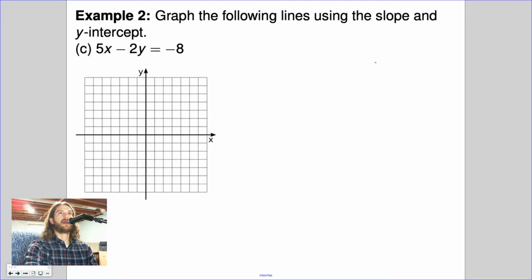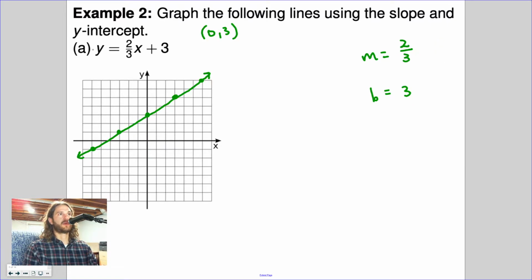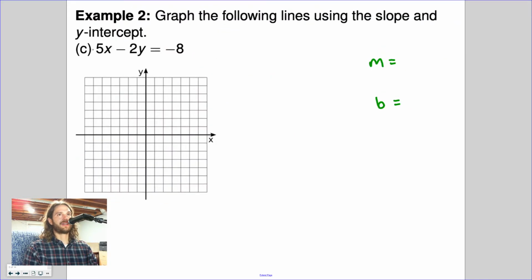All right, now we line up and we say, all right, let's identify m, let's identify b. Wait, hold up. The only reason I could identify m and b here is because it's in slope-intercept form. It says y equals. This line is not in slope-intercept form, so I can't see what the slope is, and I can't see what the y-intercept is. But what do we have to do? We have to get it into slope-intercept form, which means we need to solve for this y right here.